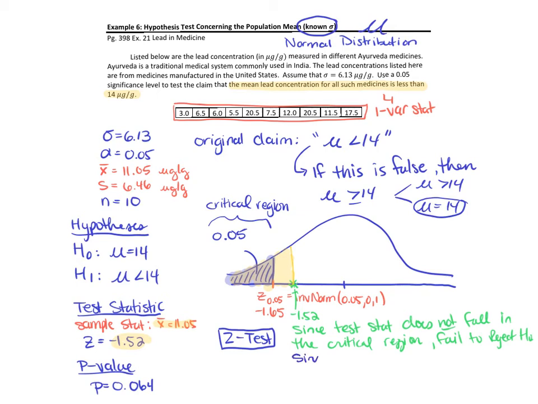So if you're using the p-value method to make a conclusion, we can say since our p-value is greater than alpha, so hopefully you can see here, and let me mark that. This yellow region has a p-value of 0.064. So 0.064 is greater than 0.05, then we are also going to fail to reject the null hypothesis. So it doesn't matter which method you use, you're going to come up with the same conclusion.